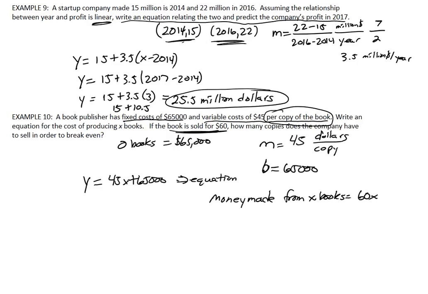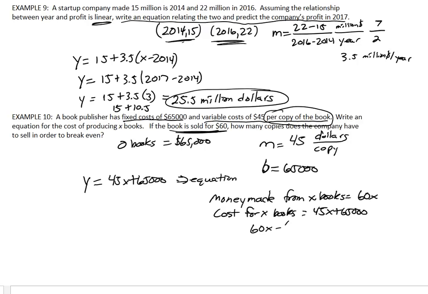So if our money made, minus the cost for X books, which is our equation 45X plus 65,000, our break-even point, that would have to equal 0. So a little bit of math here. This would be 15x minus 65,000 equals 0. So add 65,000 to both sides and divide by 15.